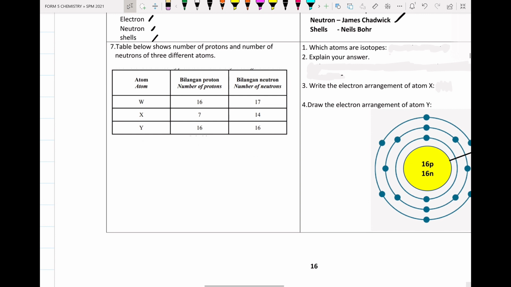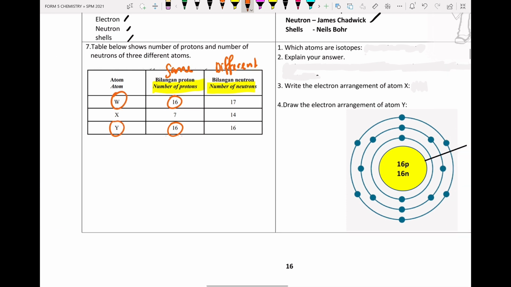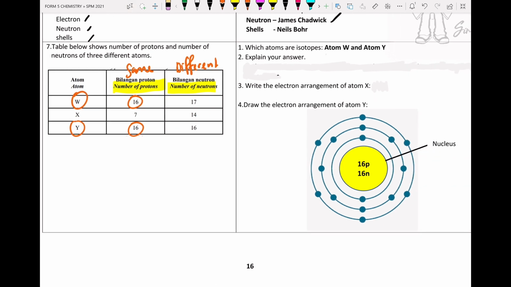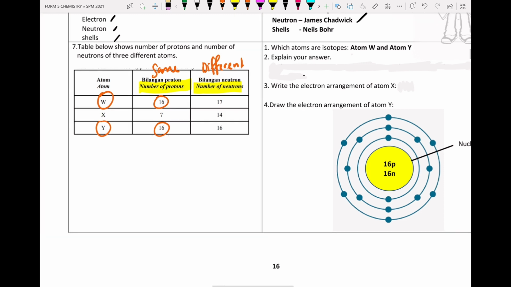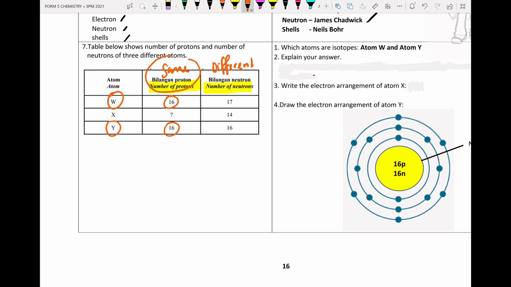In the table given, the number of protons and number of neutrons is given. Try to highlight the number of protons and number of neutrons. If the atoms have the same number of protons, which is this one and this one, and the number of neutrons is different, that will be isotope. So here the isotopes are W and Y. Which atoms are isotopes? Atom W and atom Y. Explain your answer: because atom W and atom Y have the same number of protons, different number of neutrons.